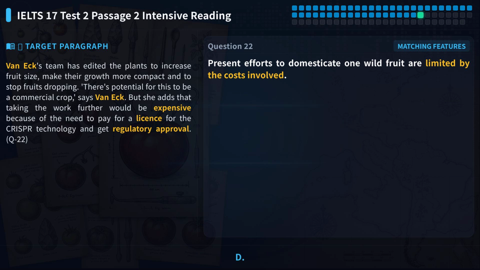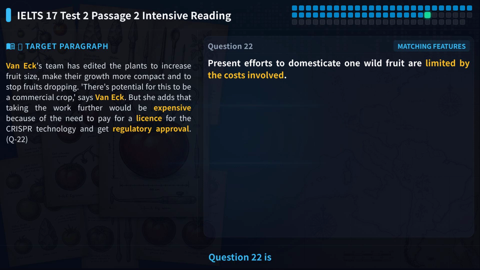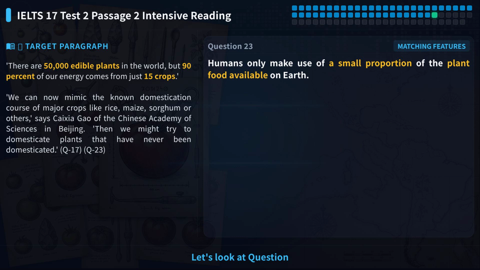Now scan paragraph D. It mentions Joyce Van Eck. She says taking the work further would be expensive because of the need to pay for a license for the CRISPR technology and get regulatory approval. This perfectly matches the statement. So the answer to question 22 is C. Let's look at question 23.